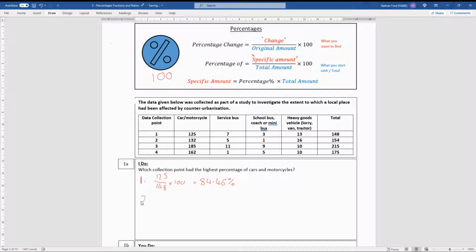For number 2, you do exactly the same, except our numbers are different. Our specific amount is cars and motorcycles, divided by the total amount, which is 154 in this case, times 100. Which gives us 85.71%. And you go through each of them like so.